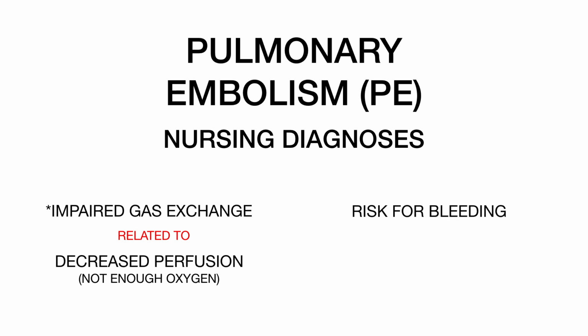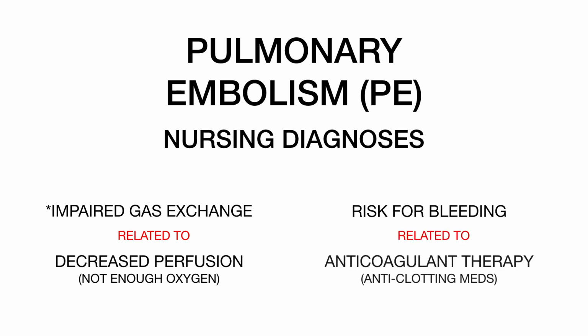A patient with a DVT or PE will be put on anticoagulation therapy, aka anti-clotting medications. Because the body will not be clotting as well with these medications, the patient will bleed much easier as well.